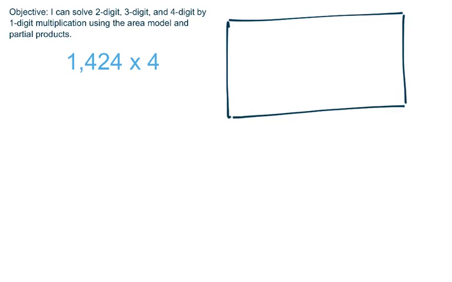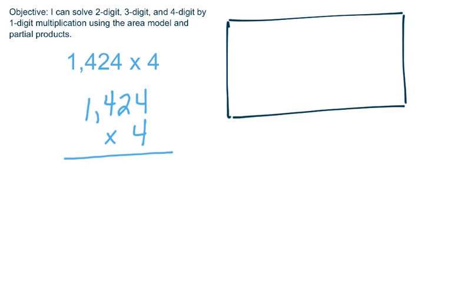Alright, we're going to practice another one. This time we're going to have a 4-digit by a 1-digit, but the process is the exact same. You've just got one additional digit that you've got to multiply by. So again, I'm going to rewrite my problem. I have 1,424 times 4. That'll get me set up really nicely for my partial products. But I am going to go ahead and complete my area model first.